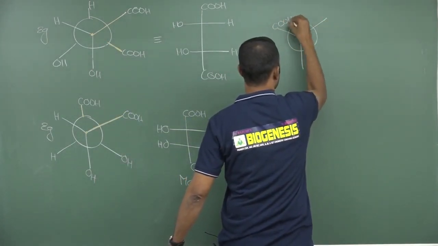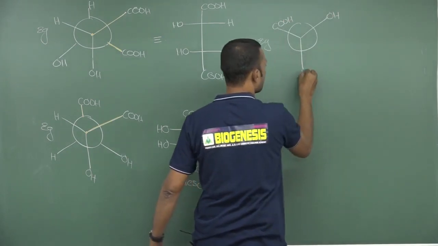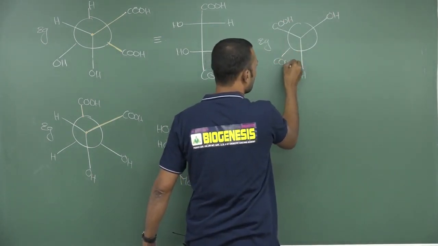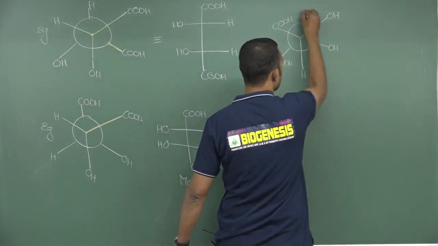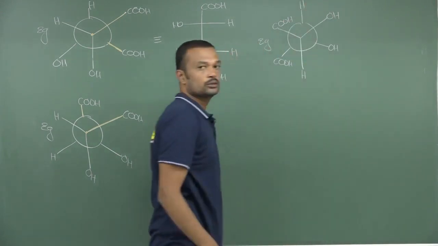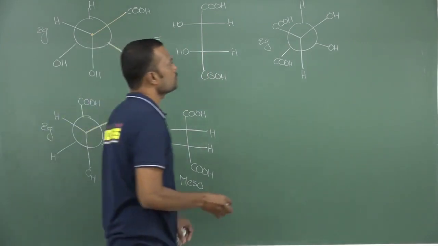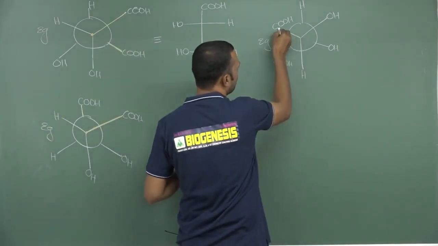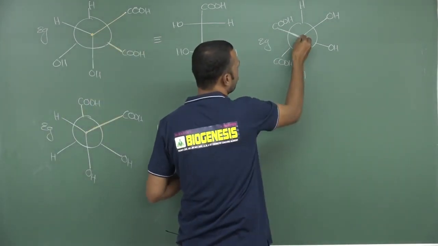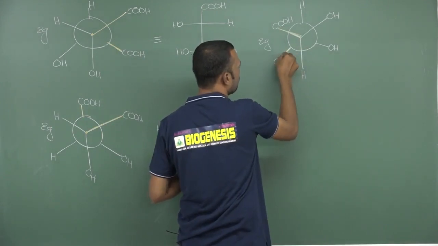Okay, so here I am giving carboxylic acid, this is OH and here H. Here carboxylic acid and this is OH and here H. Now you can enjoy the subject right now if you understand this concept. See here, this is completely leg, and here also it is completely leg.